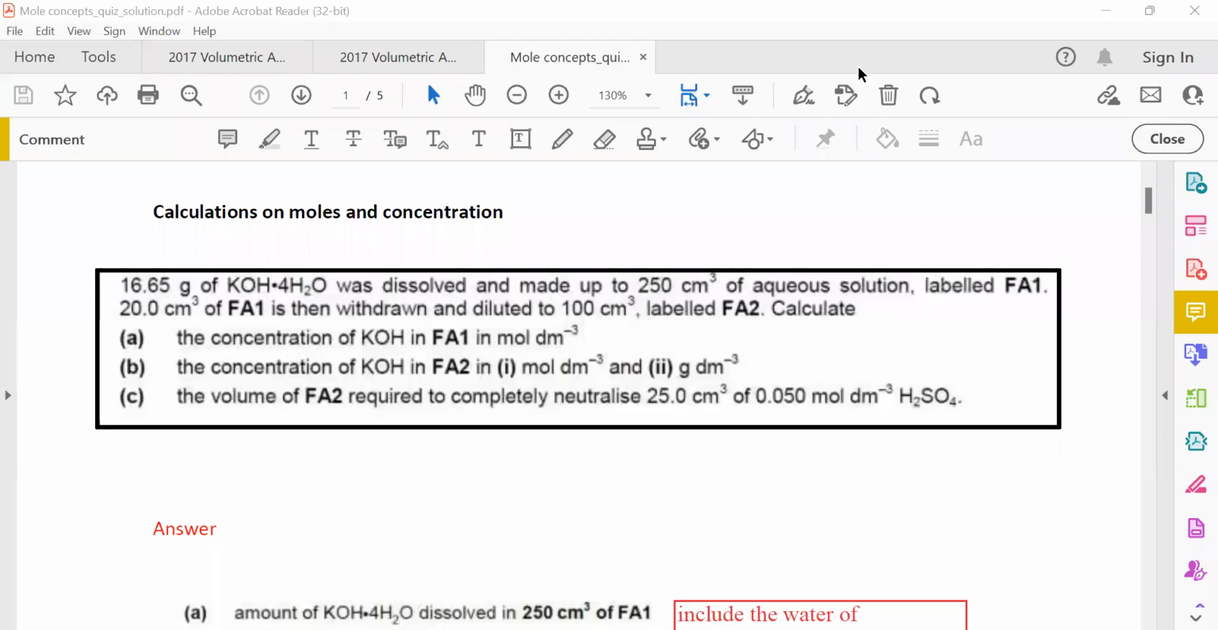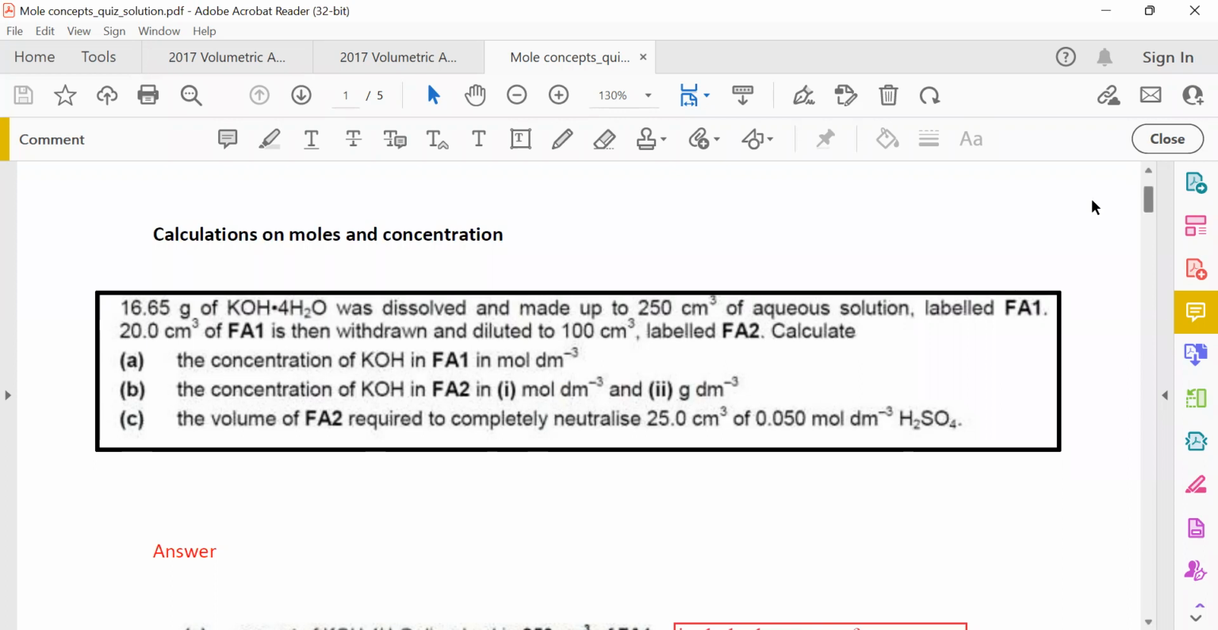Okay, I want to do this recording so that you can actually learn on your own. Basically, this is the solution given for the worksheets that I have already given to you. So let's look at this first question.